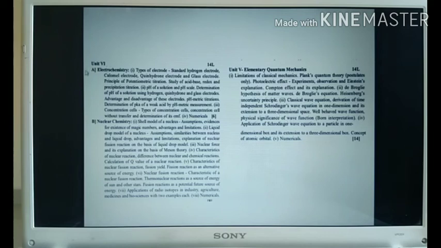And then unit 6 again comprises two parts: part A electrochemistry, part B nuclear chemistry. Electrochemistry में हमको types of electrode सीखना है, जिसमें standard hydrogen electrode है, calomel electrode है, क्यून हाइड्रोन इलेक्ट्रोड है और ग्लास इलेक्ट्रोड है. And then some potentiometric titration will have to study, how to determine the pH of the solution by using the hydrogen, quinhydrone and glass electrode, advantage and disadvantage of this electrode.